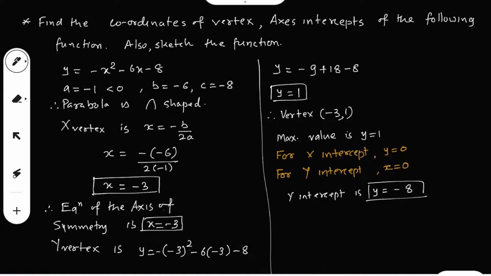If you are looking for the x-intercept, you'll have to put y equal to 0. That means you get minus x squared minus 6x minus 8 equal to 0. And this minus 8 into minus 1, that becomes plus 8. So we need two factors of plus 8 so that their sum is minus 6. And they can be minus 4 and minus 2. So we factorize it here.